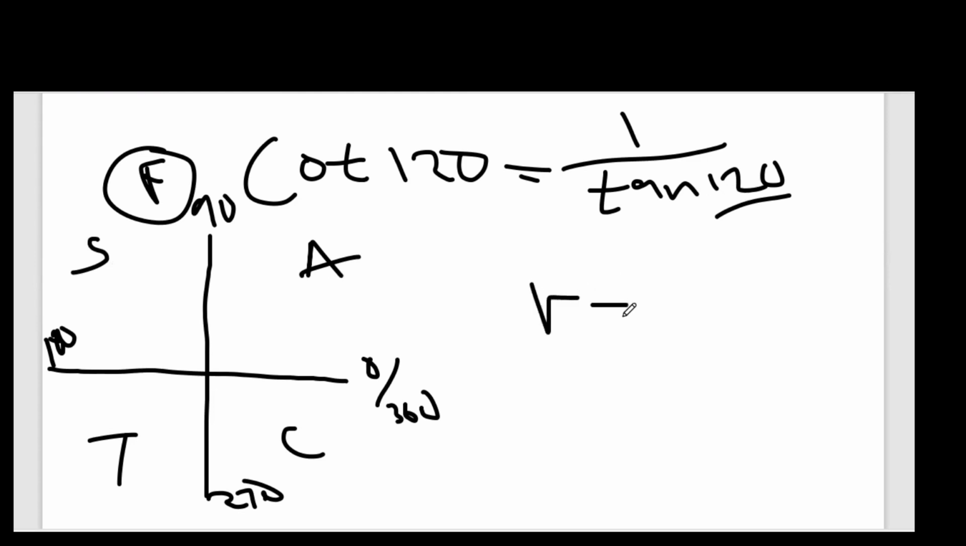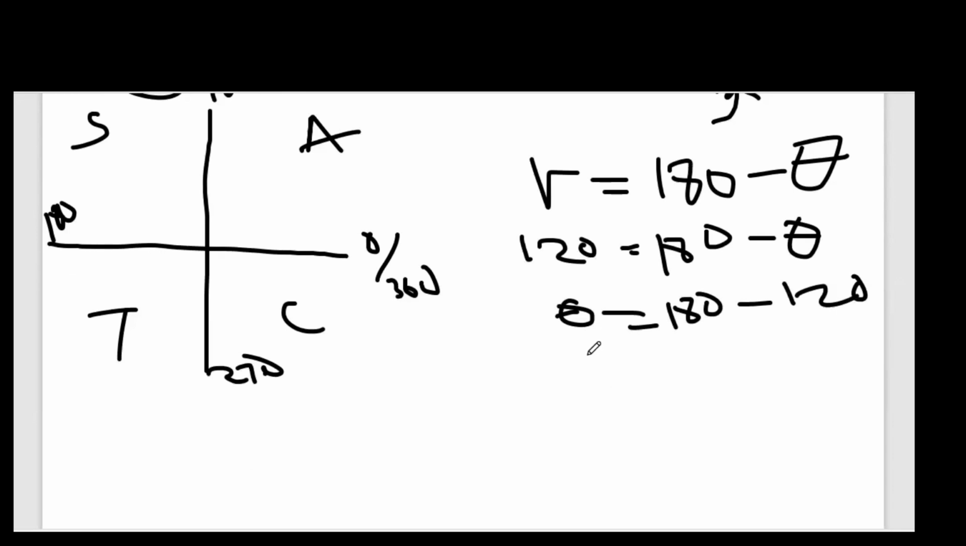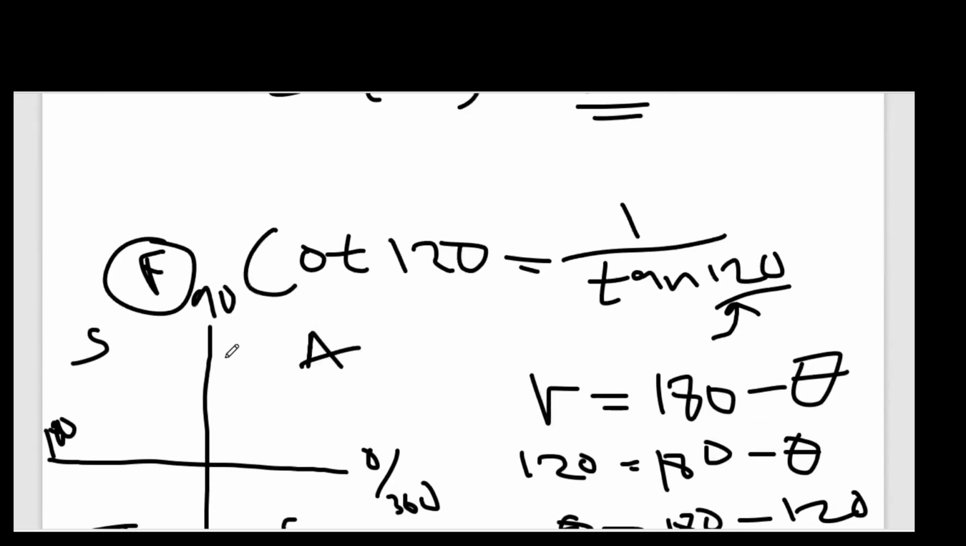So the reference angle is equal to 180 minus the given angle. The one that we are given in the equation is what we are calling our reference angle. So 120 is equal to 180 minus the angle. Let's find that angle. The angle is equal to 180 minus 120, which will just be 60, right? So the angle there is 60 in that quadrant, but we know that tan has to be negative in that quadrant.